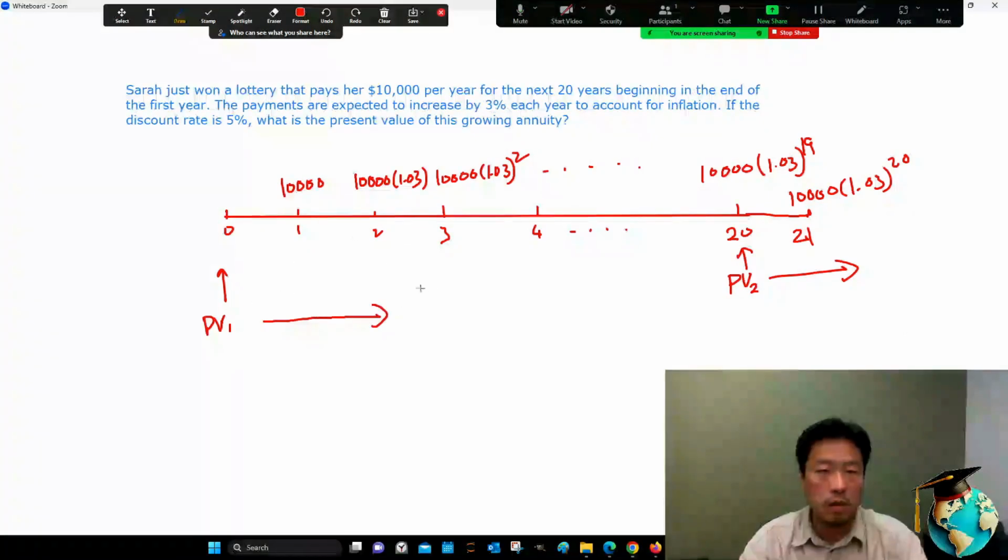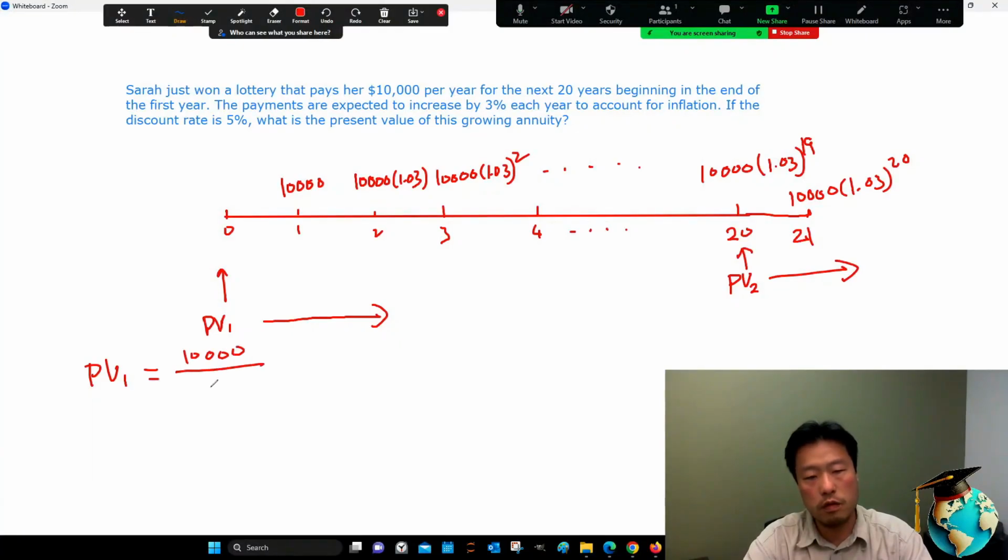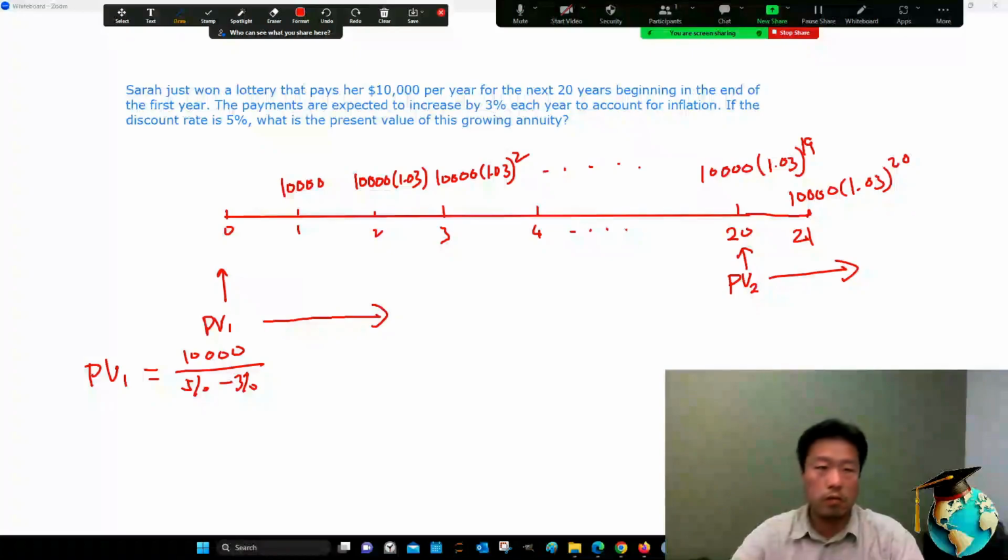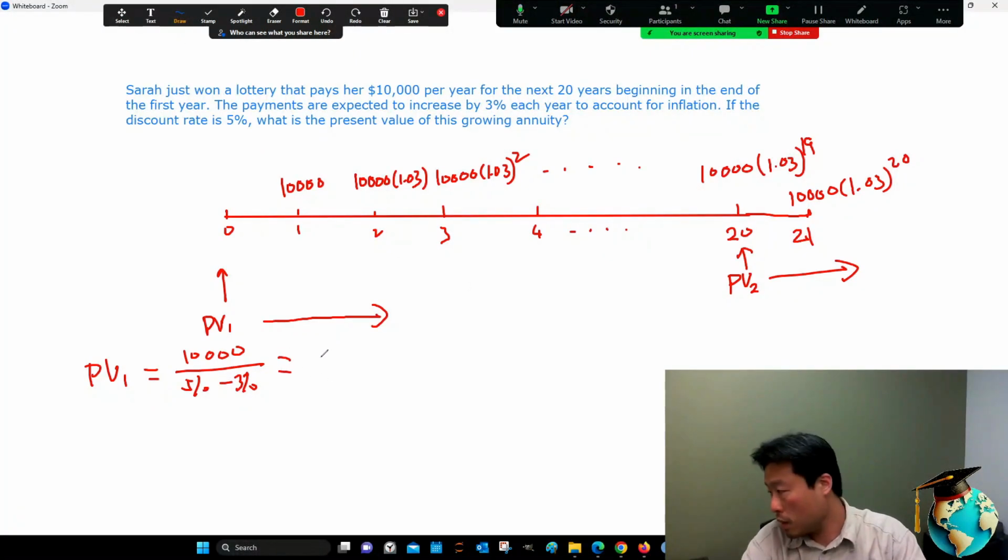So we have the PV1 here, from year 1 to infinity. The value for PV1 is equal to $10,000 divided by 5% minus 3%. Well, you can check it using your calculator. The number I got would be $500,000.